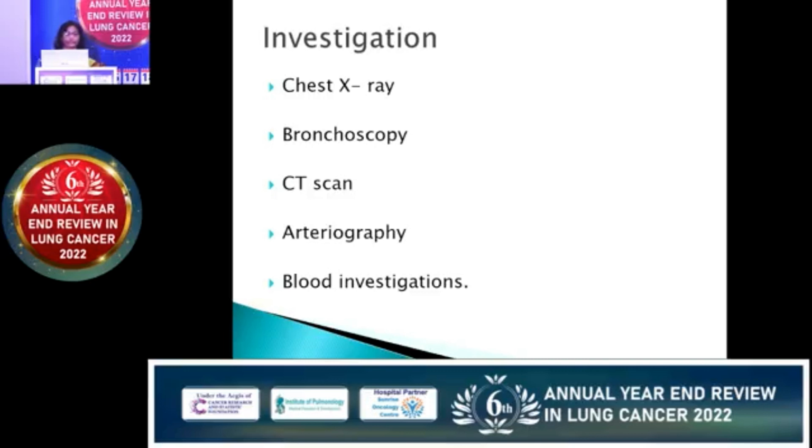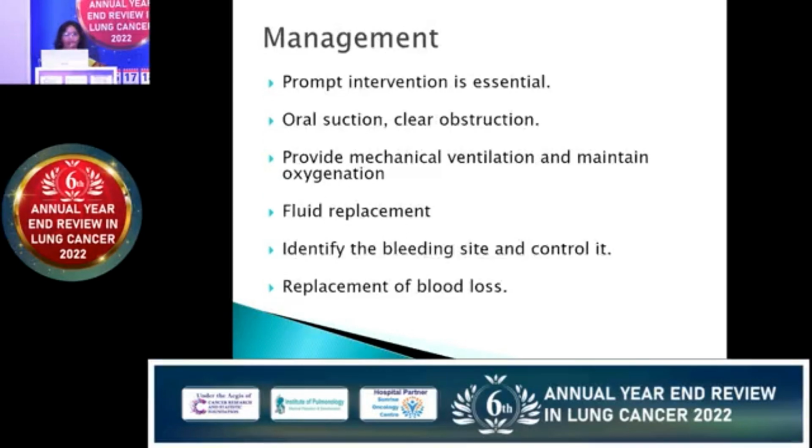What investigations do we do? X-ray chest. Bronchoscopy will tell us where exactly the bleeding is. The CT scan to check out whether it's the primary or the secondary. Then arteriography has to be done. Blood investigation. Any patients who come with bleeding, we have to do a complete blood count, that's CBC. We have to do the coagulation time, grouping, cross-matching. We don't know what is the HB level of the patient, so we need to transfuse. And we have to give the patient a bed which should be just in front of our eye so that we can monitor them very closely.